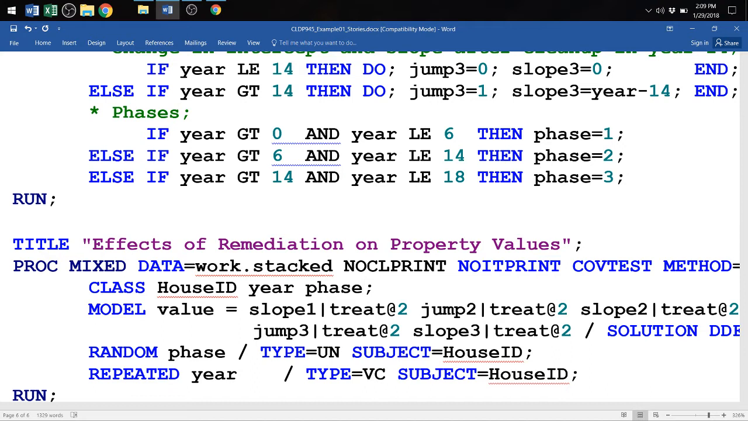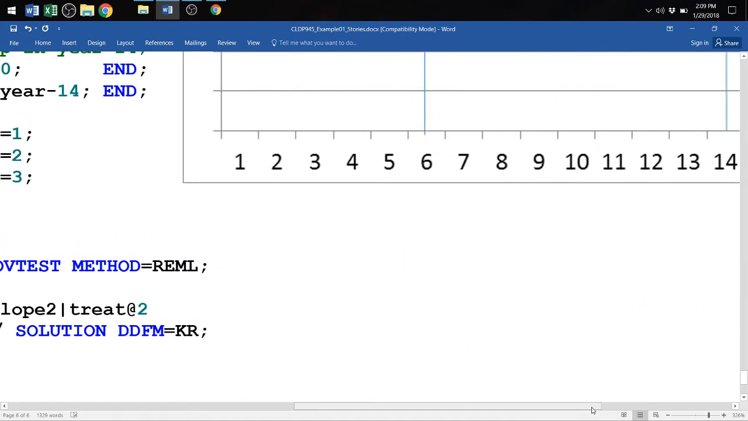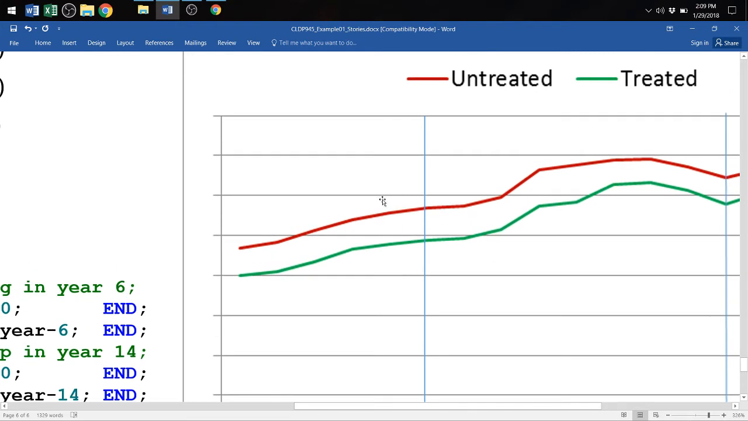I'm capturing which phase you're in, like it's a multivariate outcome. When I say random phase type equals UN, phase is up on the class statement, which means that SAS understands that it's a categorical variable. So that would get me a 3 by 3 set of random intercepts, one for each phase. That would allow the variance across houses to change across these 3 phases of the study, and it would allow an imperfect correlation between them.